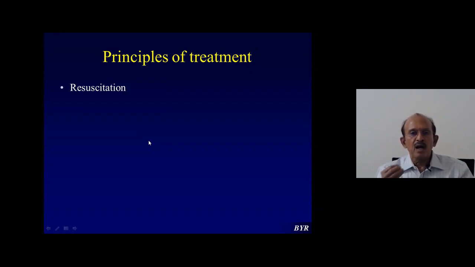Now, all surgeons must make their patients safe for surgery. How do they make their patients safe for surgery? They have to bring the metabolic status of the patients to near normalcy. Of course, normalcy is best. If you cannot get normalcy, at least near normalcy.